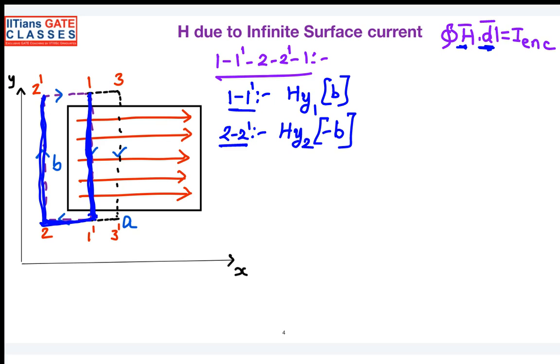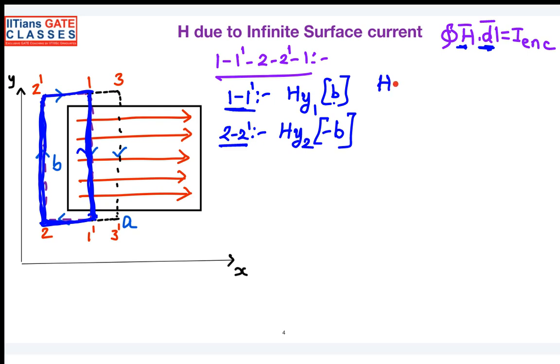That is the reason why I was not considering it: there is no current enclosed when you are moving from 1 prime to 2. And from 2 to 2 prime, you are moving in the opposite direction of 1 to 1 prime. So when you move from 1 to 1 prime, you considered something as B; when you go from 2 to 2 prime, it should be minus B. Understood? And again from 2 prime to 1 you can neglect it because this is the z direction. Nothing will be there.